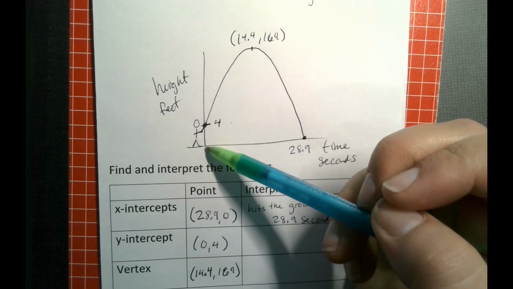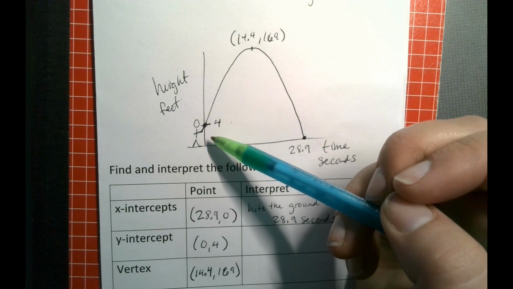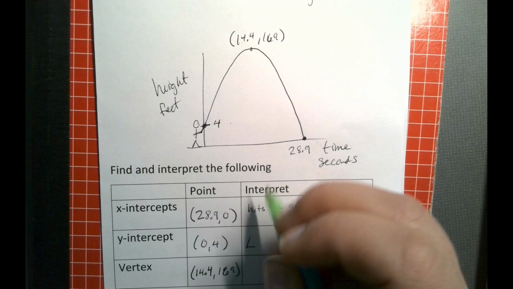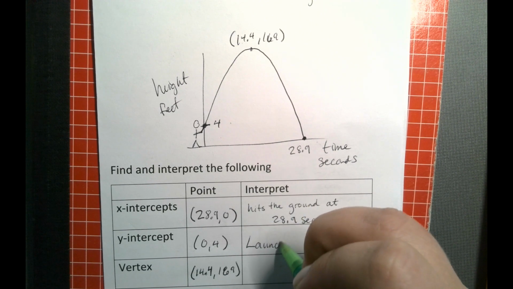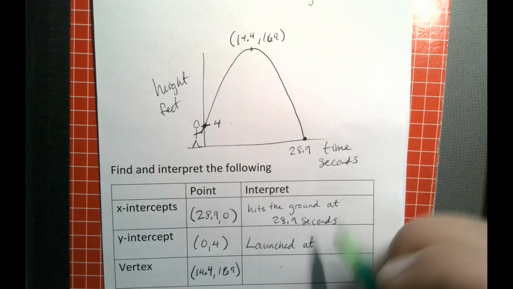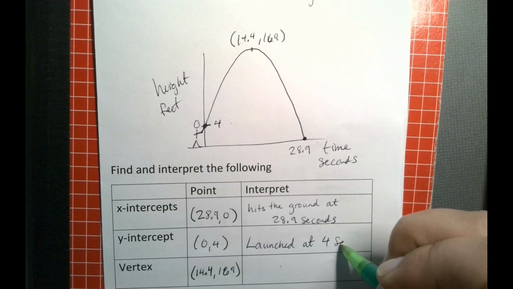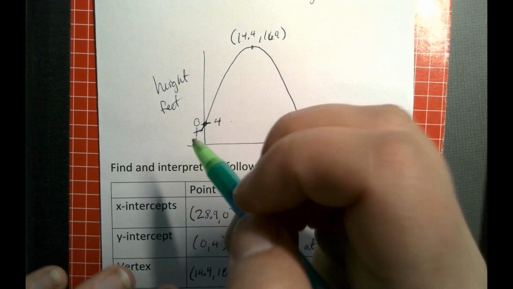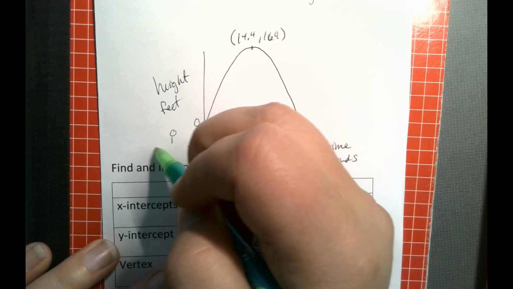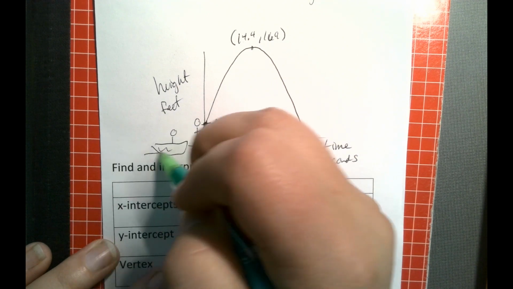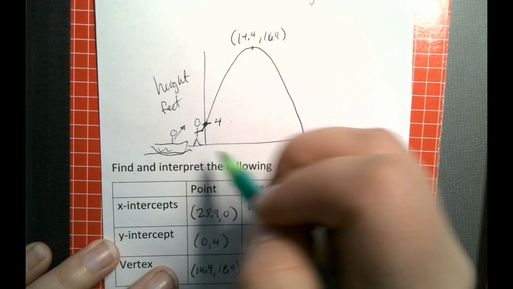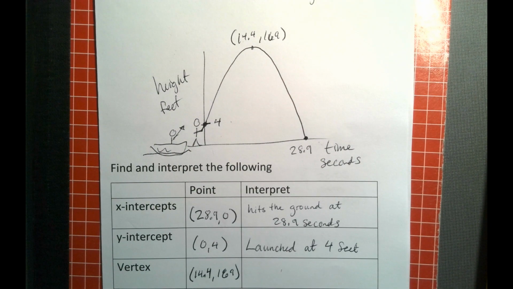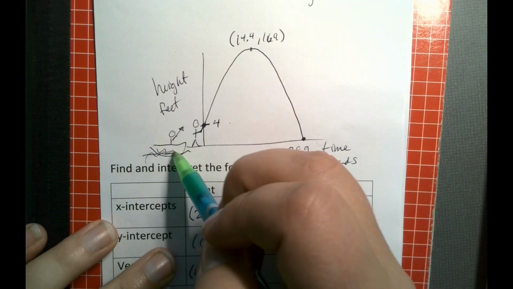What does this y-intercept represent? Where it started. Yeah, where it launched. Height. He launched at 4 feet from the ground. I'm going to guess that this dude is sitting in a boat, because then 4 feet makes sense, right? I'm going to pretend he's in a little boat launching the flare.